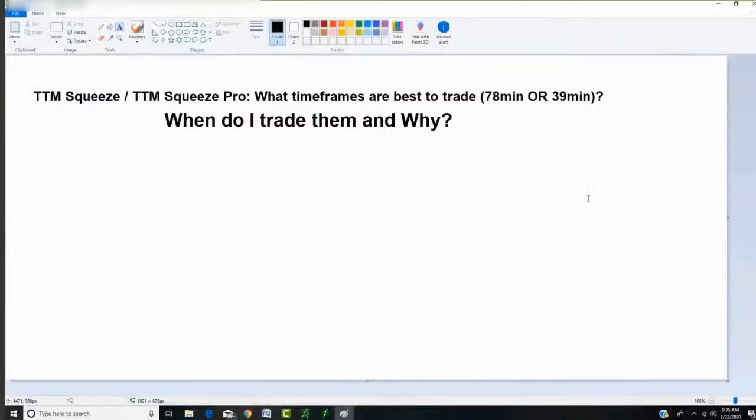Talk about the TTM squeeze and the TTM squeeze probe, but let's break it down specifically. We're going to talk about what time frames are best to trade. 78-minute chart, a 39-minute chart. When do I trade them and why?